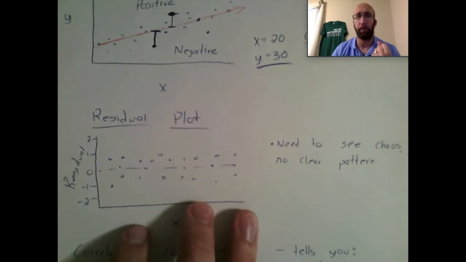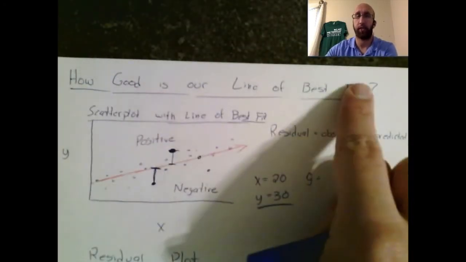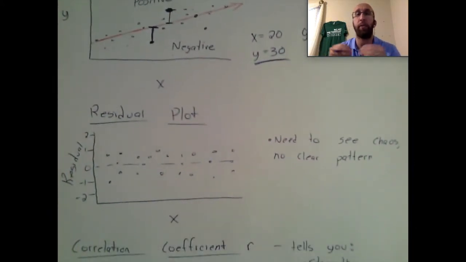So here's the purpose of the residual plot: it allows us to additionally try and answer this question of how good is our line of best fit. So what we're looking for is we need to see chaos. We don't want to see any clear pattern, okay? And we talked about this in class, what type of patterns you see and what they mean. But as a quick overview, we're looking for chaos. That typically is going to support your idea that a line of best fit was a good choice, okay?